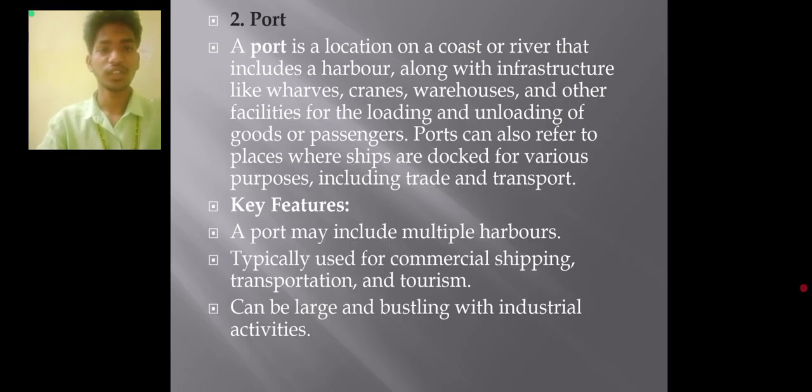That means in this port, which contains a harbor, trade and transport will be done. Key features of port. A port may include multiple harbors, typically used for commercial shipping, transportation, and tourism. That means here commercial shipping, transportation, and tourism take place in port. Can be large and bustling with industrial activities. Industrial activities can also be done in this port.